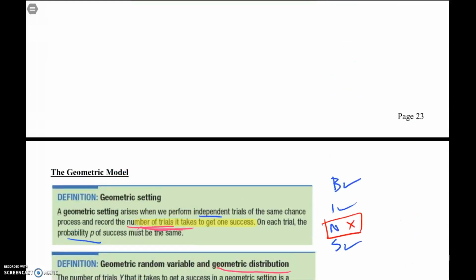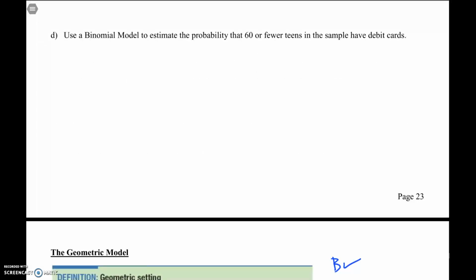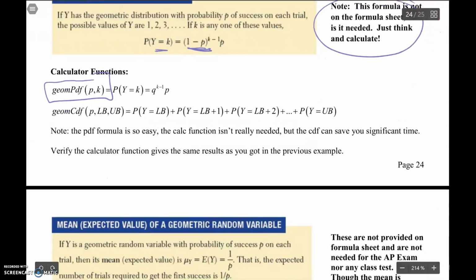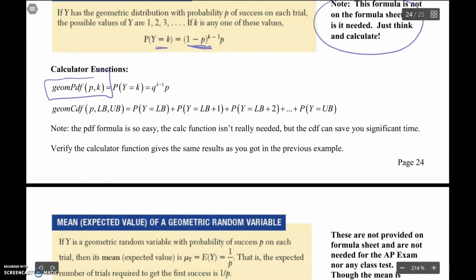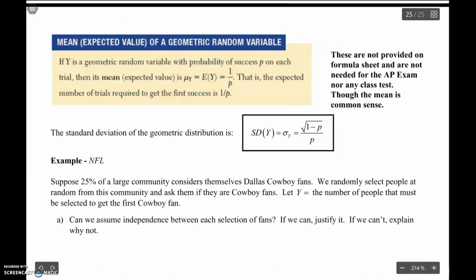However, the CDF can really save us some time, because the CDF is going to calculate all the probabilities from a lower bound to an upper bound. Verify the function. Okay, I already did that.